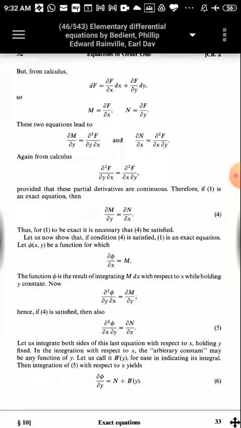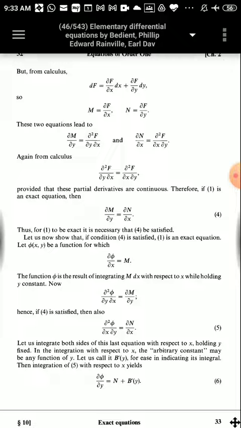Let us now show that if condition 4 is satisfied, then 1 is an exact equation. Let phi of x comma y be a function for which dou phi by dou x is equal to M. The function phi is the result of integrating M dx with respect to x while holding y constant. Now dou phi by dou y dou x is equal to dou M by dou y. Hence, if 4 is satisfied, then also dou phi by dou x dou y is equal to dou N by dou x. Let us integrate both sides of this last equation with respect to x, holding y fixed in the integration with respect to x.